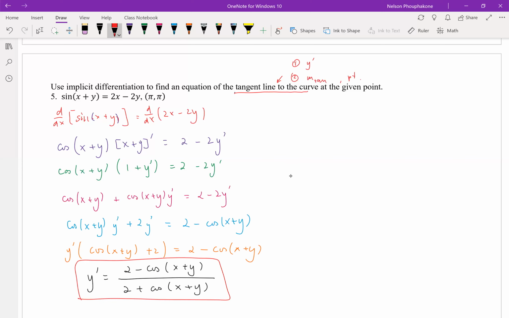Okay. Now, we are not done. We just want to find y prime, right? We finished step number 1 here. And now what do we want to do? We are going to find the tangent line now. We know that the slope of the tangent is equal to y prime evaluated at x equal to pi and y equal to pi. And of course, the point is (pi, pi) here, right? Then now I would like to find the slope of the tangent at the point.